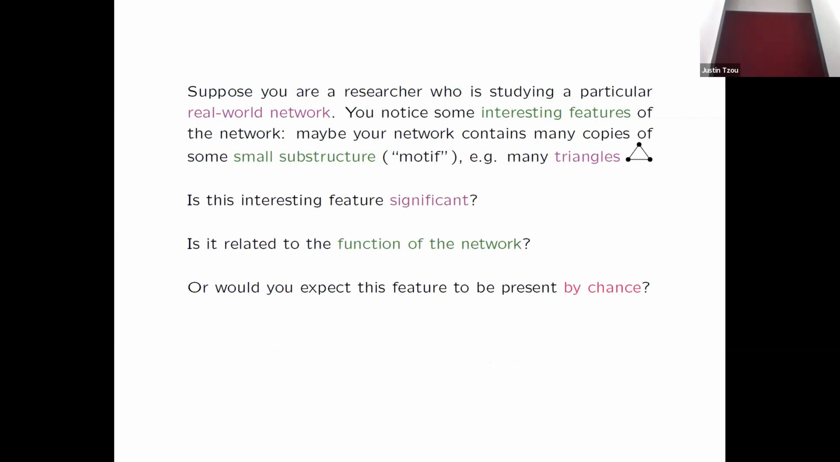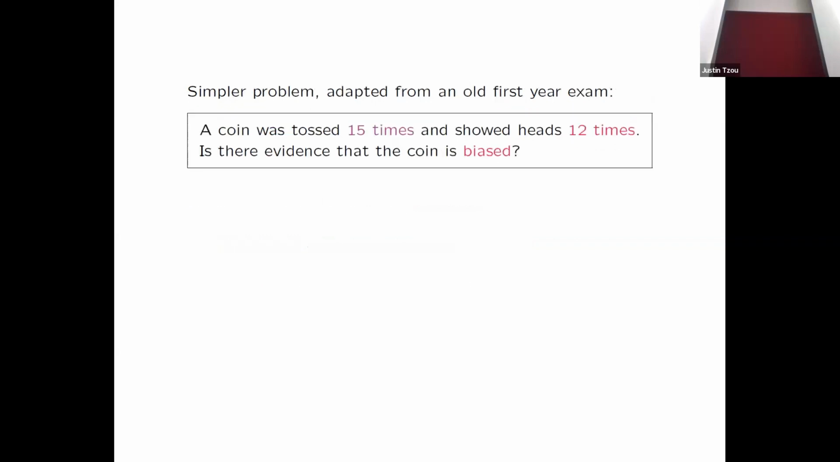Does it mean anything that it's there? Is it somehow arising because of the function of this real world network, or is it somehow just there by chance? If you grabbed some similar graphs, would you expect to see this? So how can you answer a question like this? Well, it's sort of similar to something that we either still do or certainly used to ask our first years to do, which was to think about if you flip 15 coins, and you notice that 12 of them come up heads, should you be suspicious that someone has tampered with your coin?